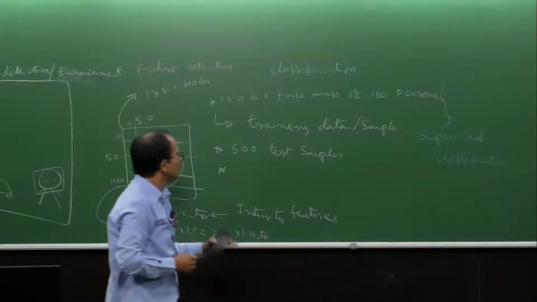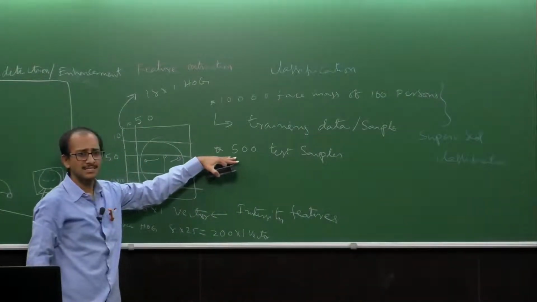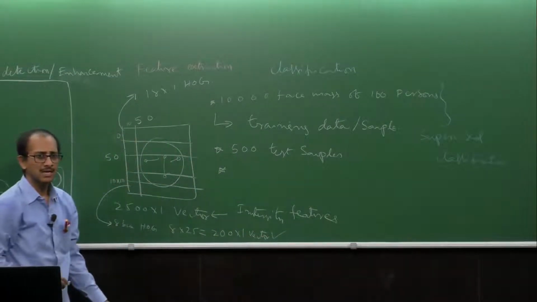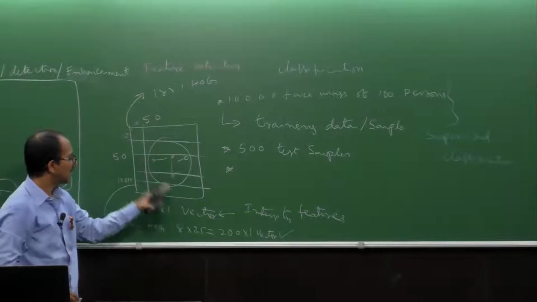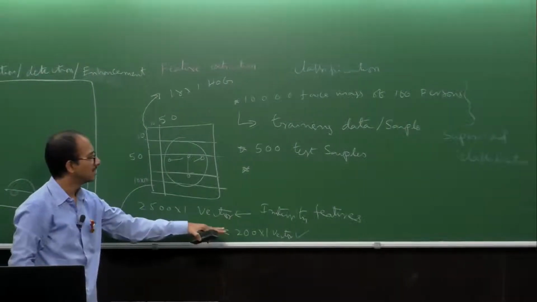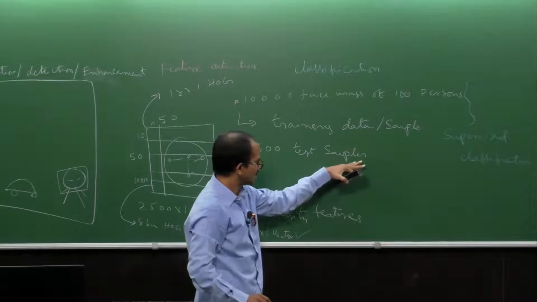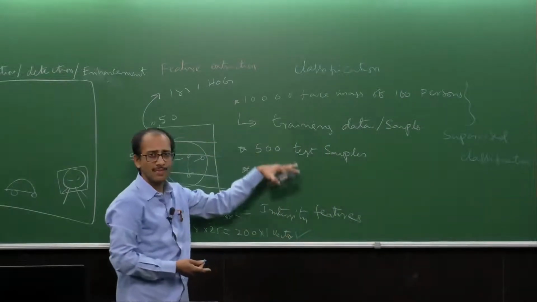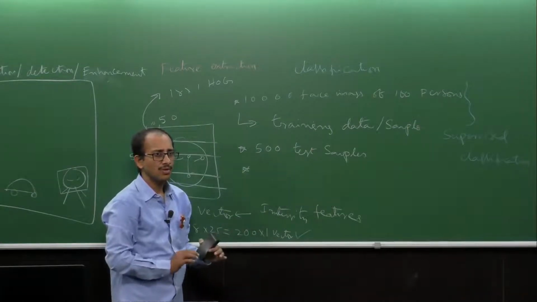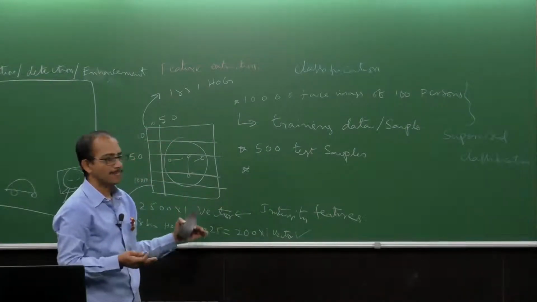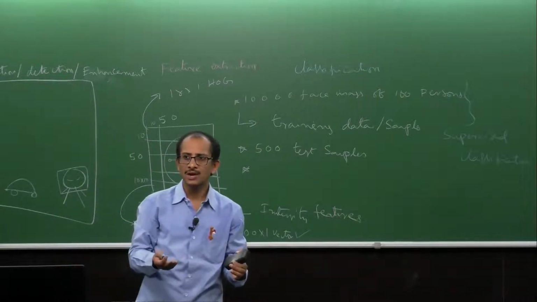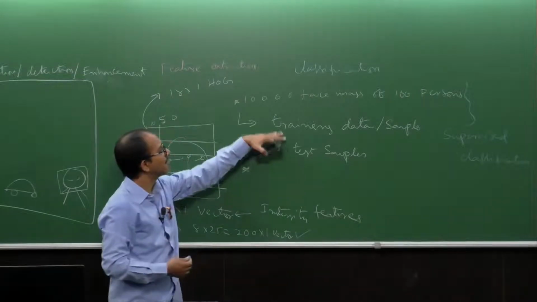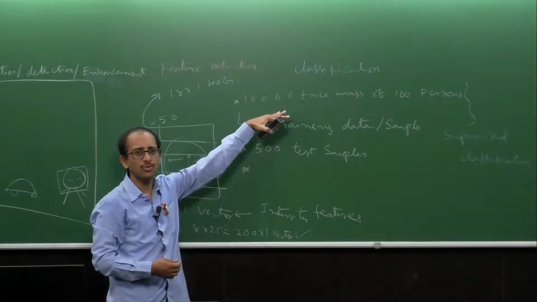Now we have 500 test samples. Let's take the feature vector dimension as 200 cross 1. Each image is 50 cross 50, and then you have a feature vector dimension of 200 cross 1. Now each test sample has a feature vector of 200, and even the training samples all have a feature vector of 200 cross 1. Now if I do not tell you any classification methods, what if I ask you to perform classification of each of these test samples to one of the 100 categories, to which person it belongs?